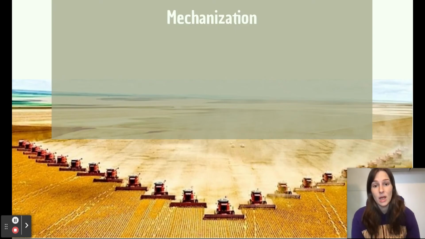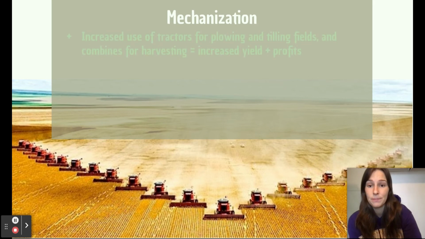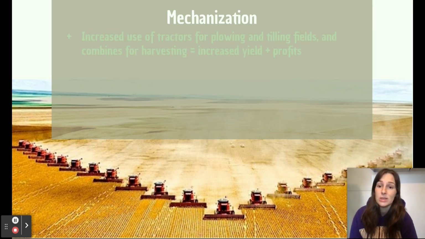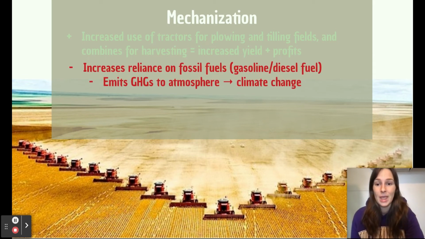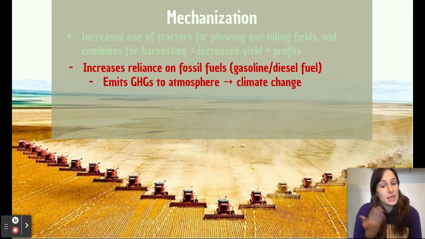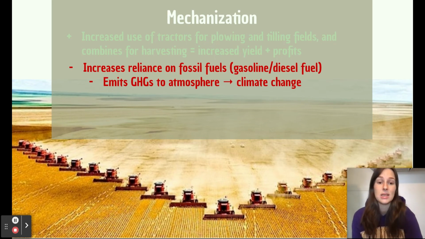So the first thing we're going to talk about is mechanization. This is an increased use of tractors for plowing and tilling fields and using combines for harvesting, which leads to increased yield and profits, which, remember, means more people being fed and not starving to death. Now, a problem is that it increases our reliance on fossil fuels because gasoline and diesel fuel is used for these tractors, and it emits greenhouse gases to the atmosphere, which contributes to climate change.